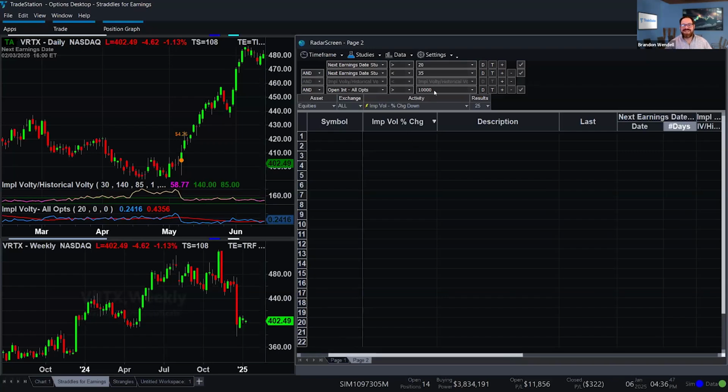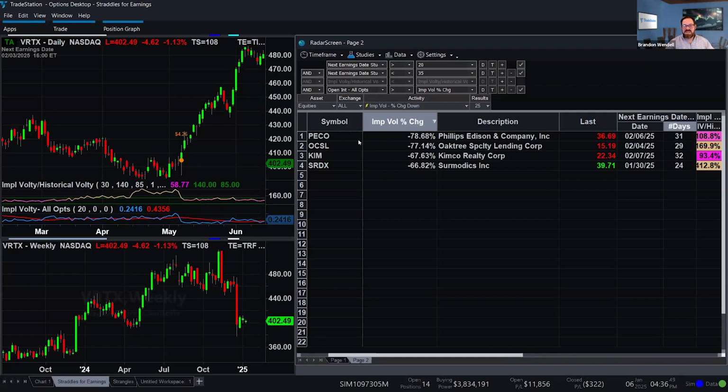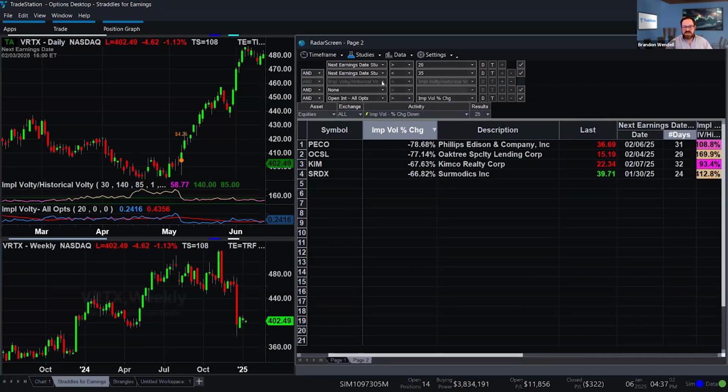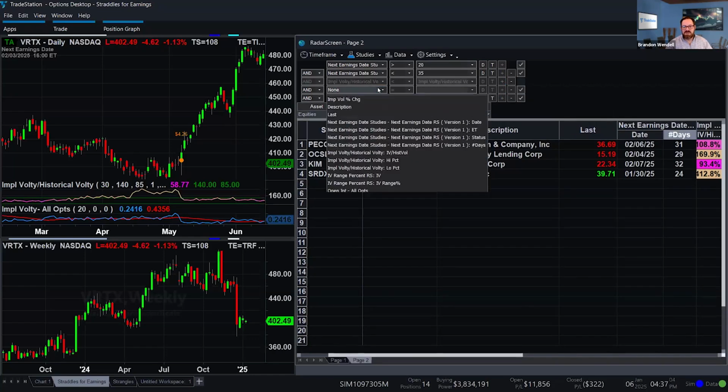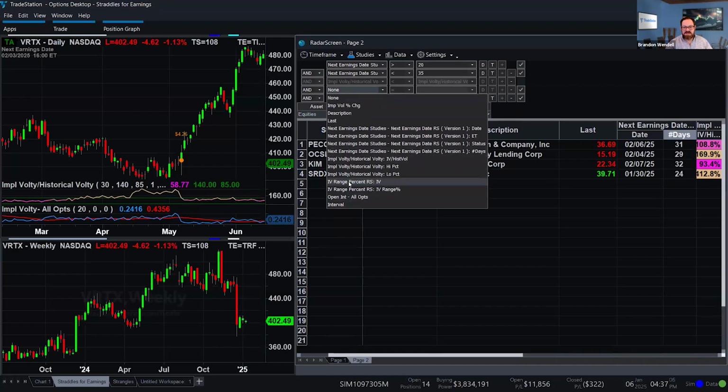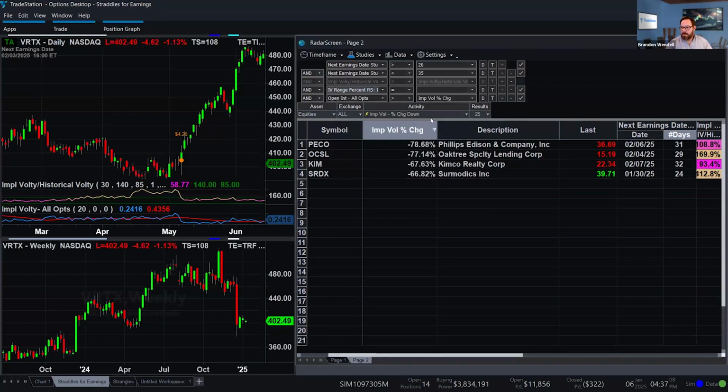Kind of looks that way. There we go. So I still have Phillips Edison, Oaktree, Kimco. And again, I also want to make sure that my implied volatility is relatively low as well. Let's see, I can add this back in, but change it. Oh, there we go. Implied volatility rank, excuse me, less than 40.